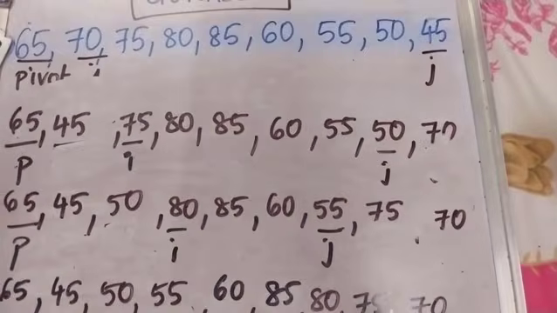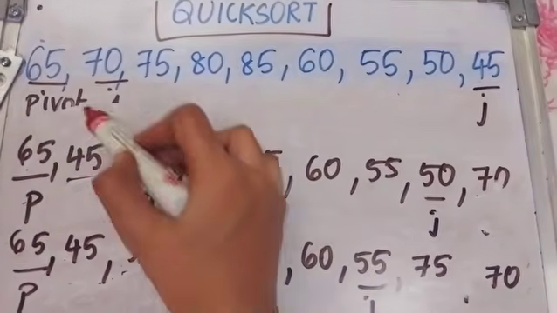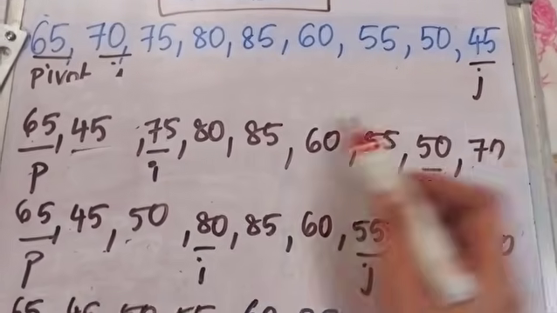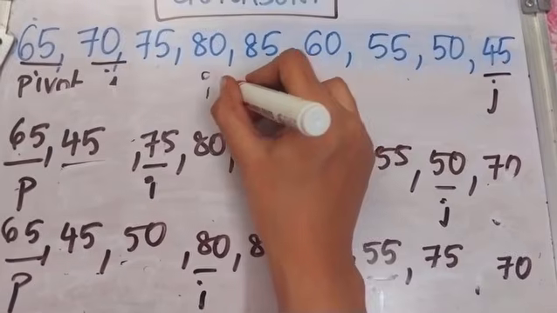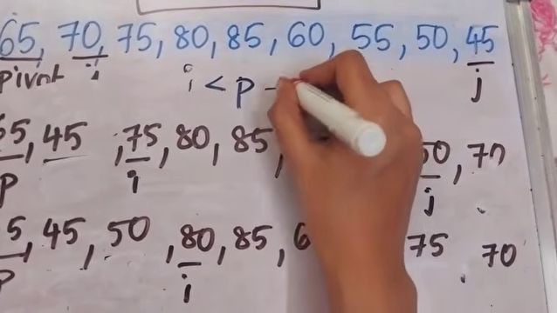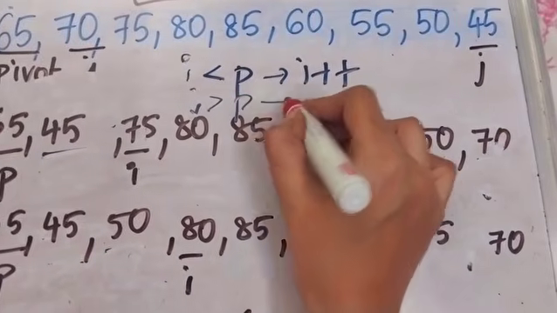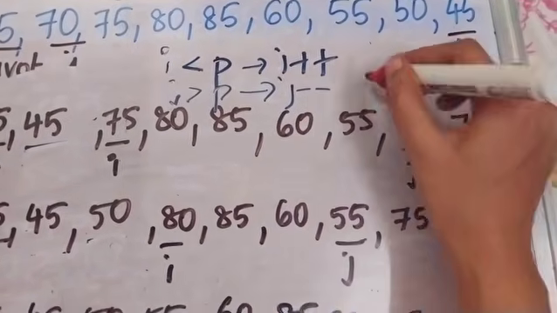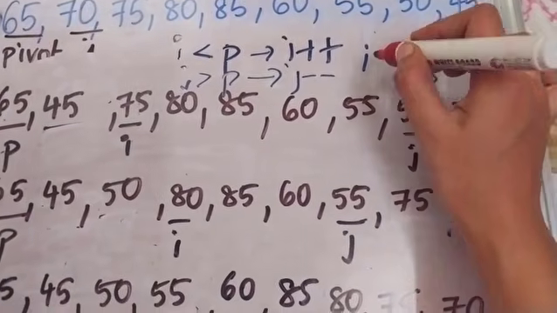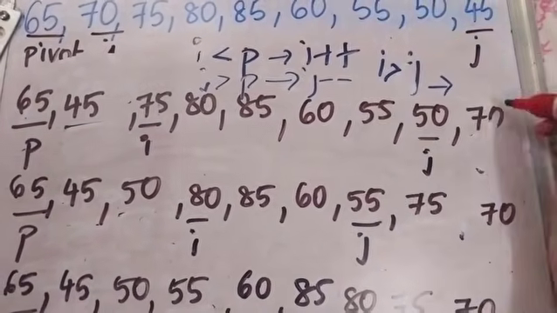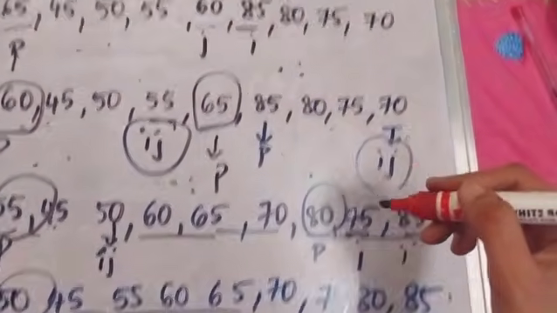This is how Quicksort works. Very simple algorithm. First element is pivot, next element becomes I, last element becomes J. Then you have to check if I is less than pivot element. You have to increment I. If J is greater than pivot element, you have to decrement J. And if I is greater than J, then what you have to do? Same procedure. Okay?